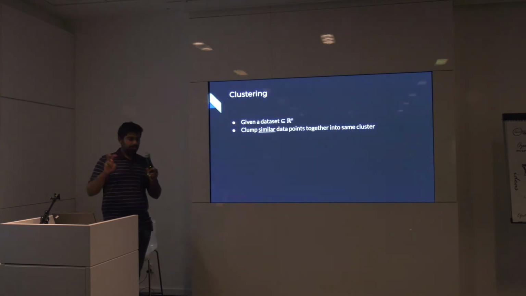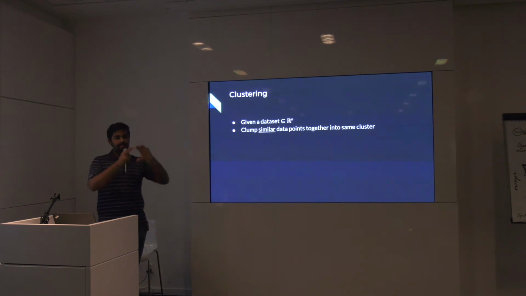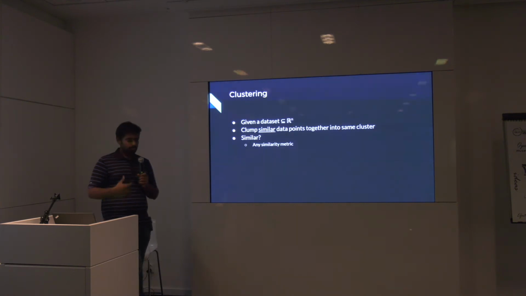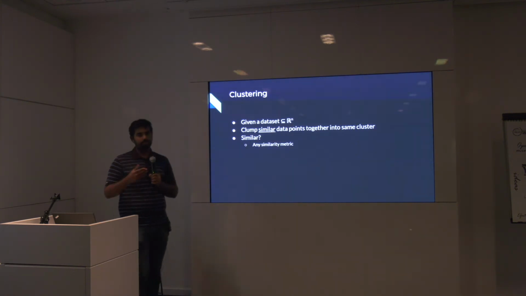So I'll move on to clustering. In clustering, you have a data set in which each data point is an n-dimensional vector, so n numbers. And in clustering, what you do is you clump similar data points together into the same cluster. Like you say, okay, these points which are close by belong to the same cluster. And the notion of similar varies from use case to use case.